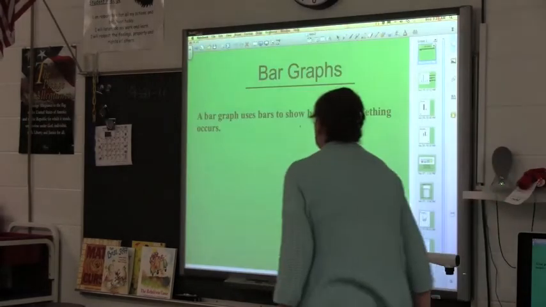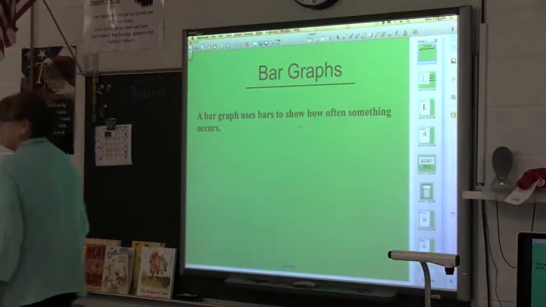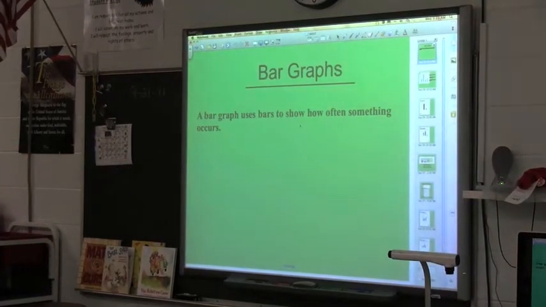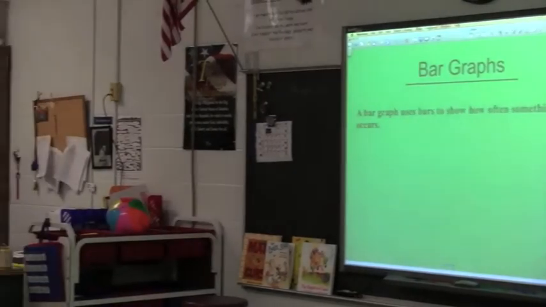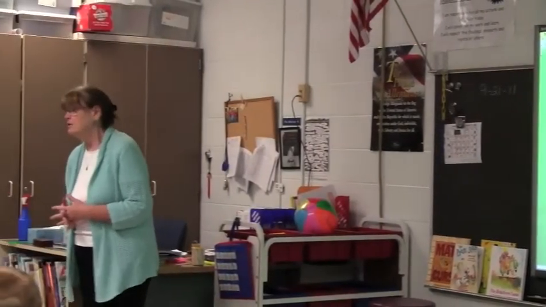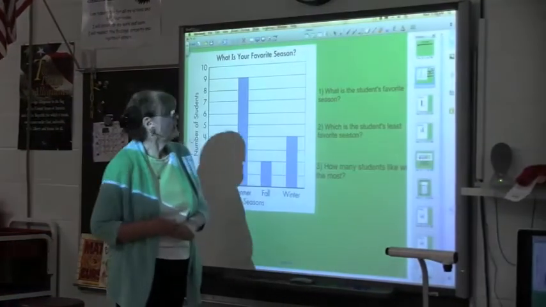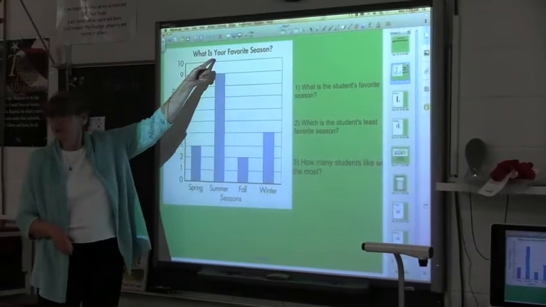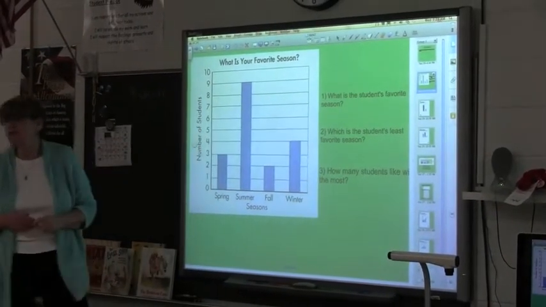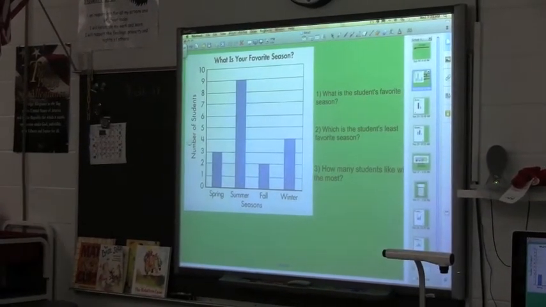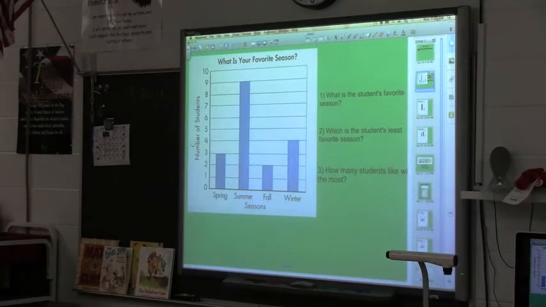Okay, so a bar graph is a way to show your information. You've done bar graphs since third grade, right? Or since first grade? Yeah. You've made lots and lots of bar graphs, so this shouldn't be anything new. When you do bar graphs, it's very important that you have a title. What's the title of this bar graph? Colton. What is your favorite season?